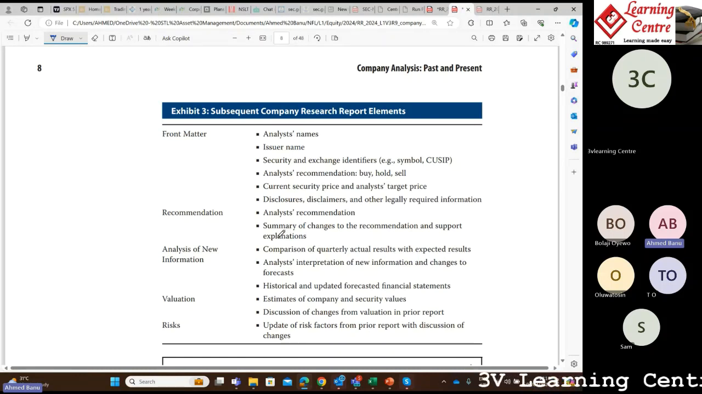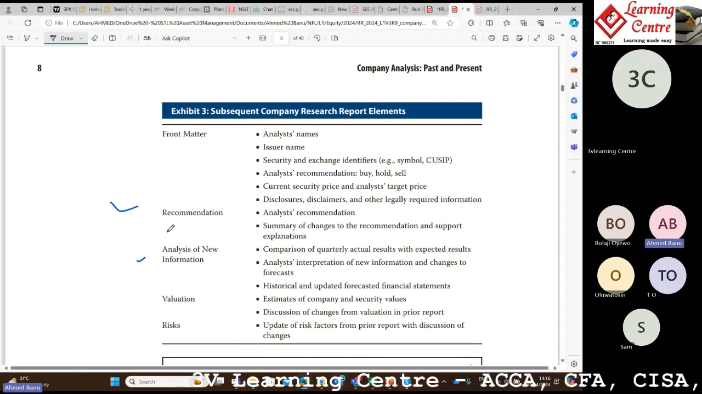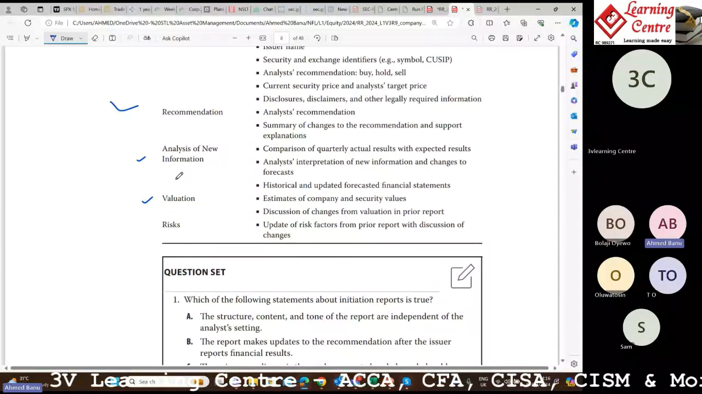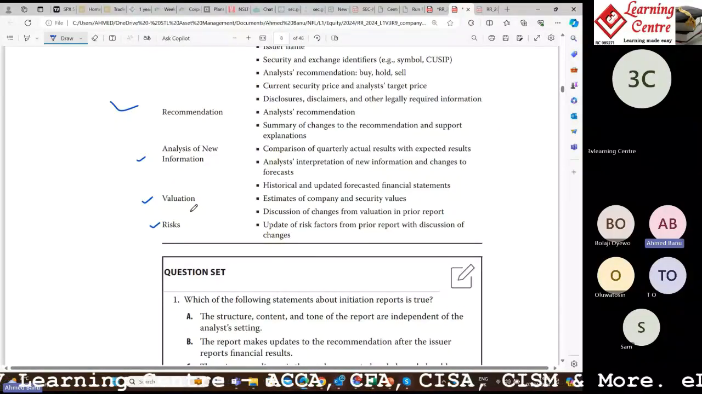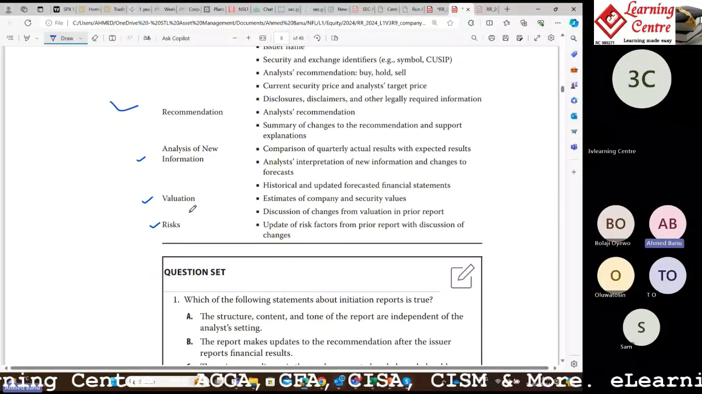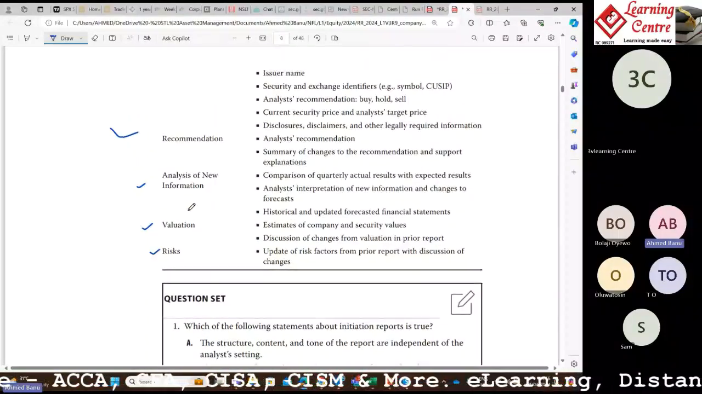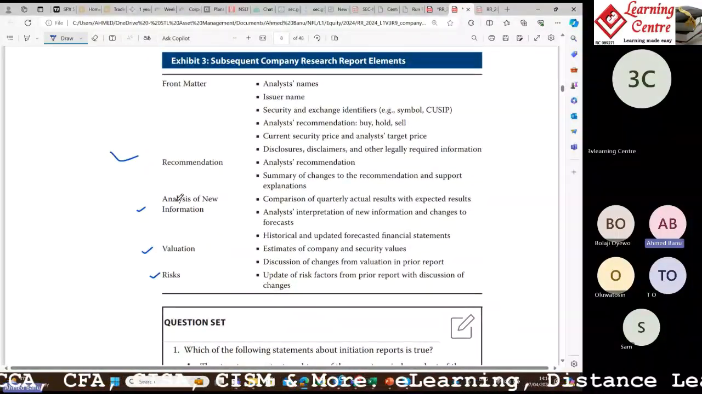Yeah. So we're going straight to your recommendation. You're going straight to your analysis of new information. So what is the new information that is making you make this recommendation? Then how does it affect your valuation? Then what are the risks that people should consider when they are considering this company or considering your recommendation?